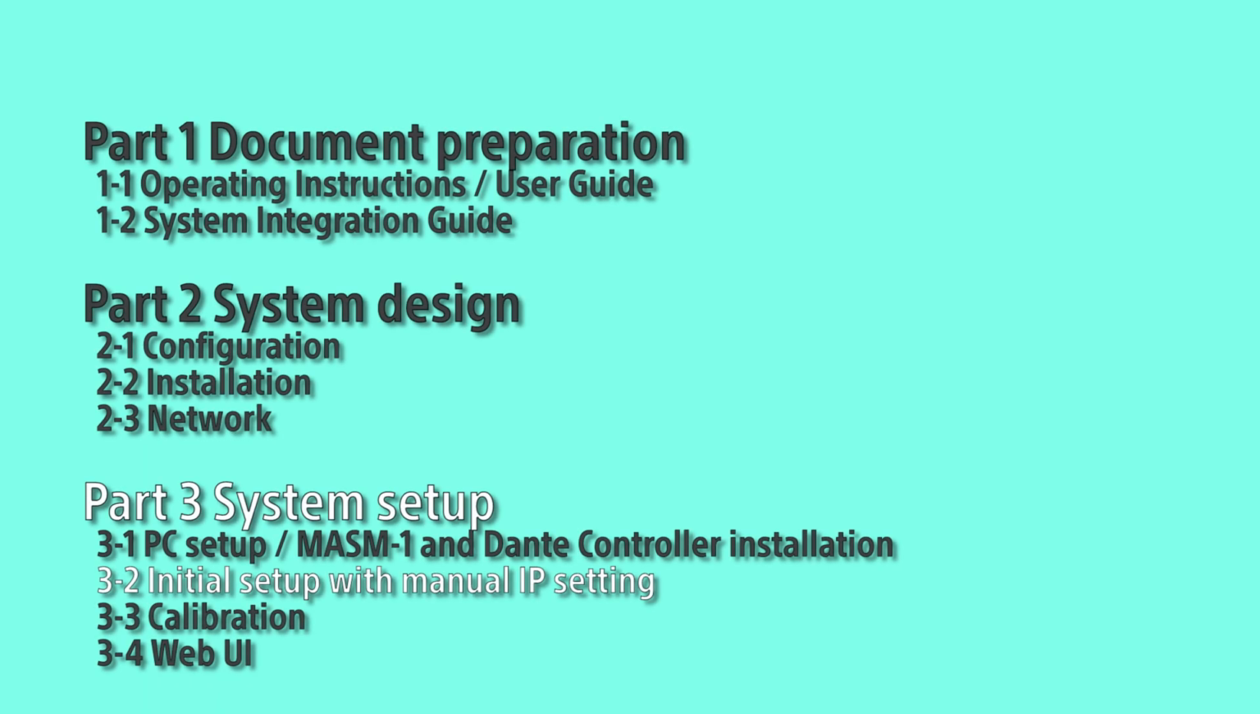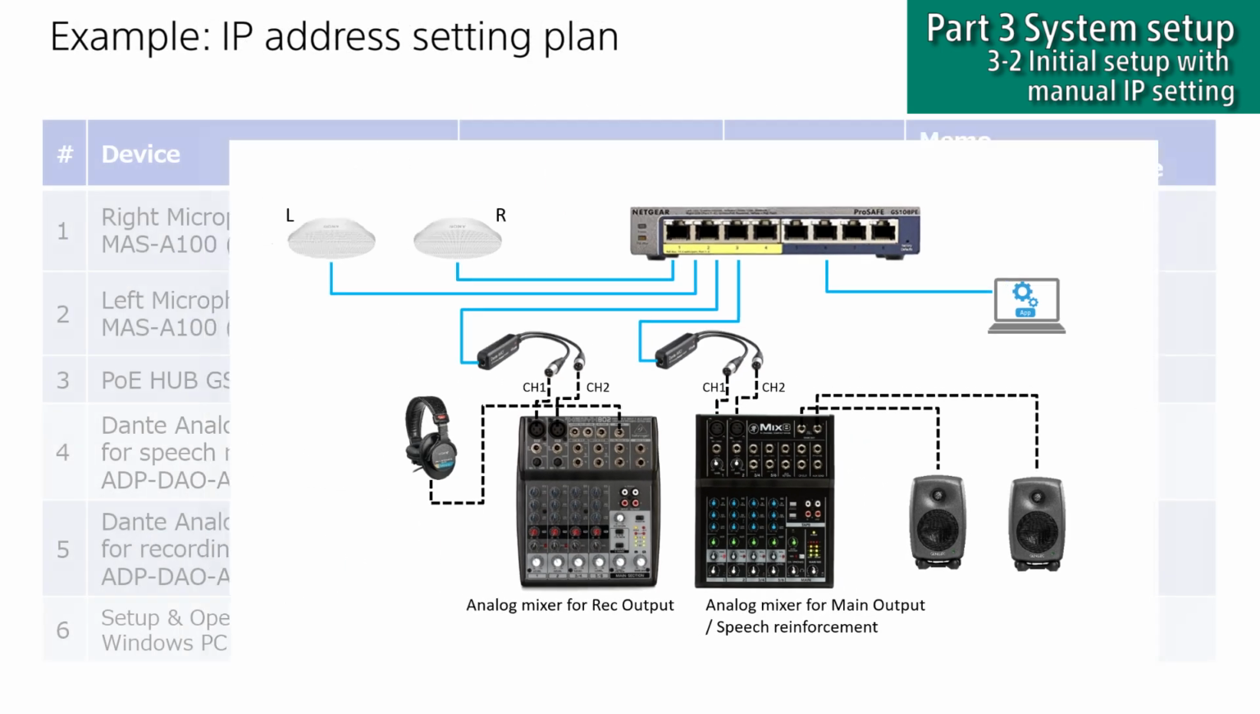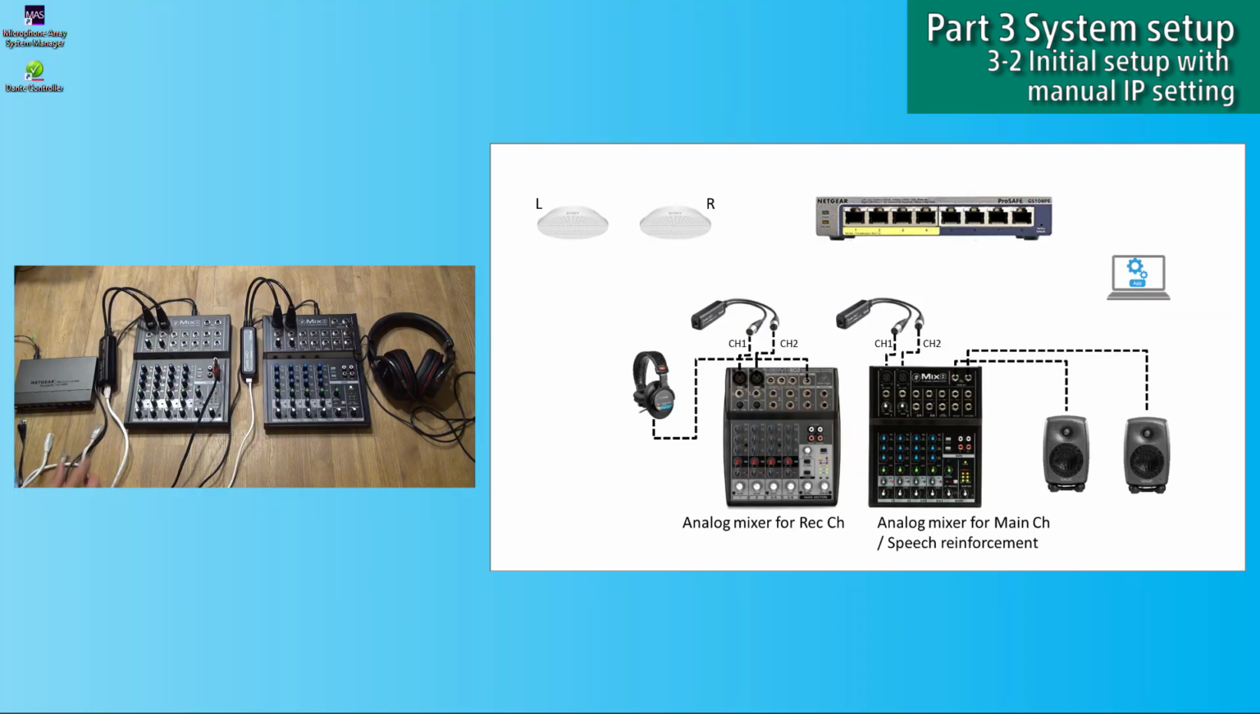Next, initial setup with manual IP setting. This is the system diagram for the case of manual IP setting without a DHCP server. We need to assign the IP address for each Dante device connecting to the network one by one. This is an example of an IP address setting plan. I'm going to set the IP addresses manually following this chart.